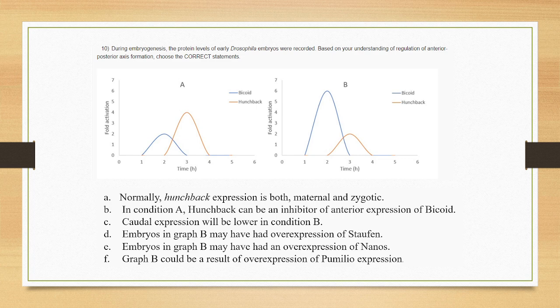Caudal expression will be lower in condition B, and embryos in graph B may have had overexpression of staufen. Embryos in graph B may have had an overexpression of nanos, and graph B could be a result of overexpression of pumilio expression. So these are your options.